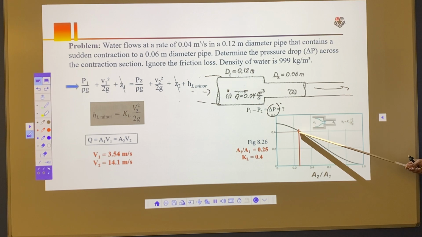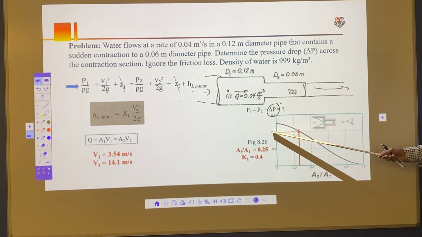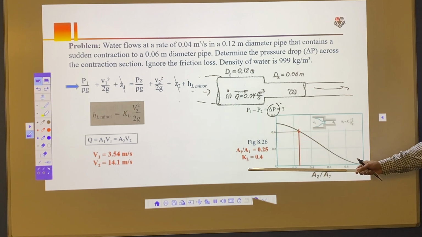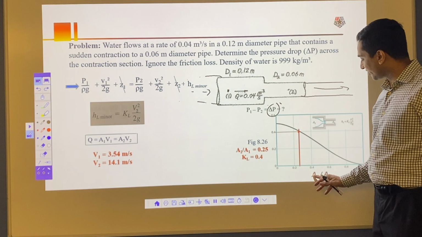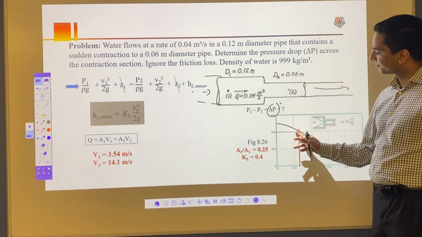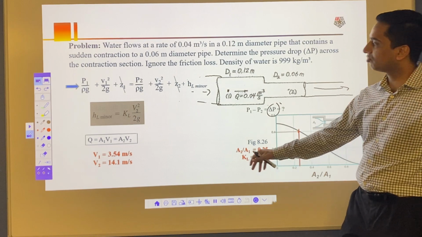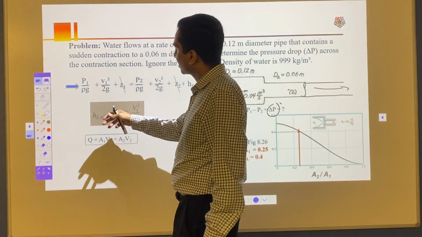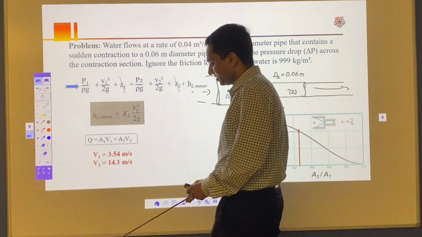From that 0.25, wherever it will meet that black line, you draw a horizontal. Whatever that horizontal will meet will be your KL value. KL is equal to 0.4. So that's how you use this figure. Find out A2 by A1, draw vertical, draw horizontal wherever it will meet the black line, get that KL 0.4, put that KL here, calculate your HL minor, and then calculate the rest.